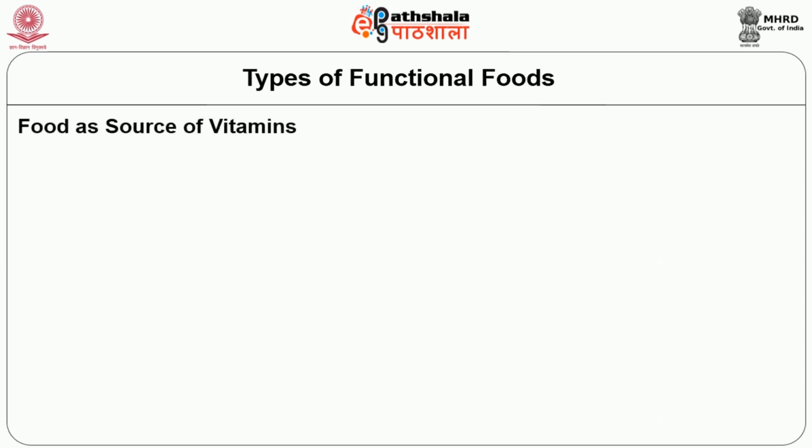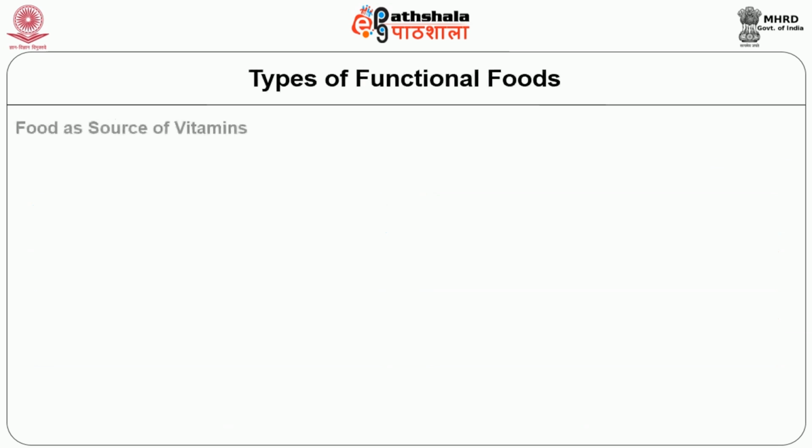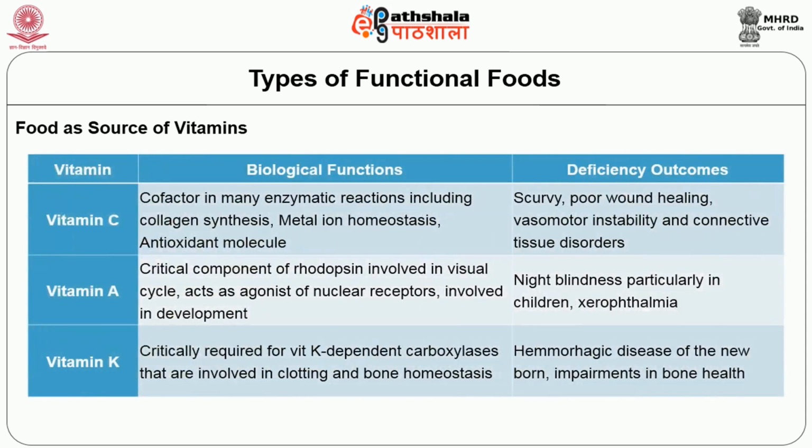See, for example, food as a source of vitamins. You take, for example, vitamin C, biotin, folate, niacin, pantothenic acid, thiamine, vitamin B12, vitamin A, D, E, K. These vitamins have different biological functions in our body, and when they are in deficiency, they create a sort of problem. We will just go through quickly some examples, like vitamin C.